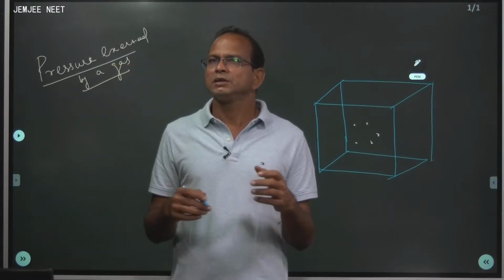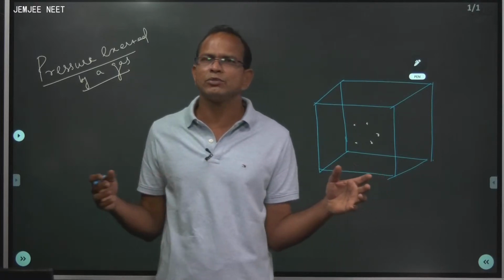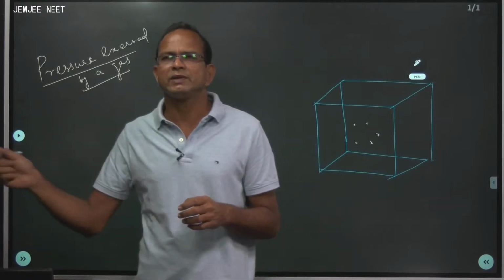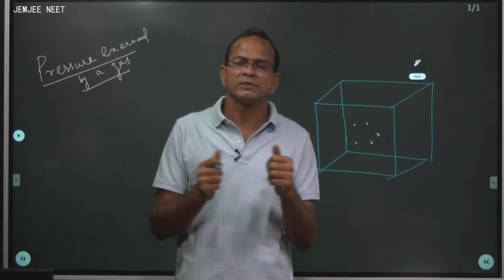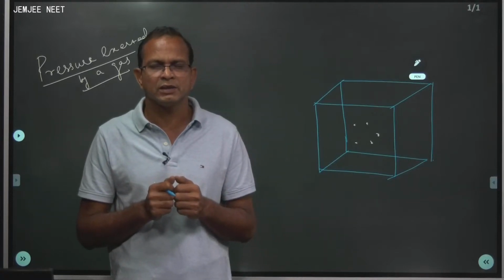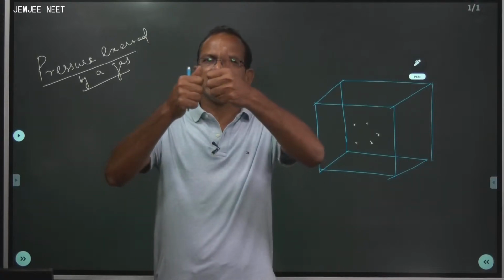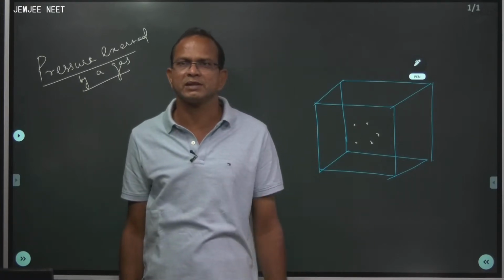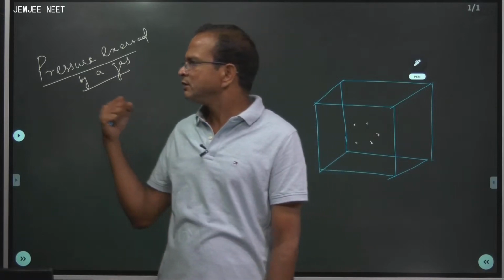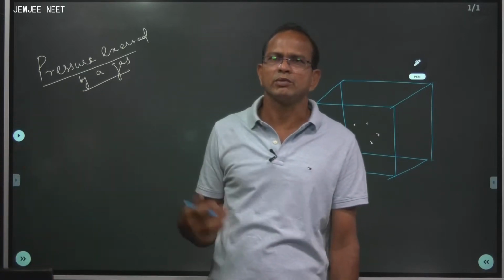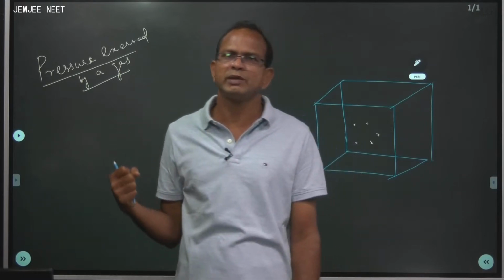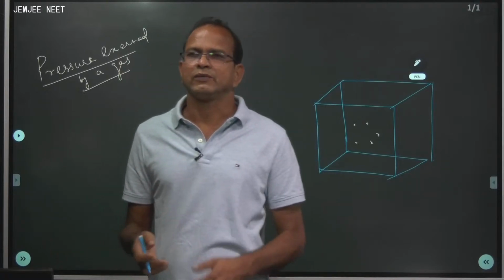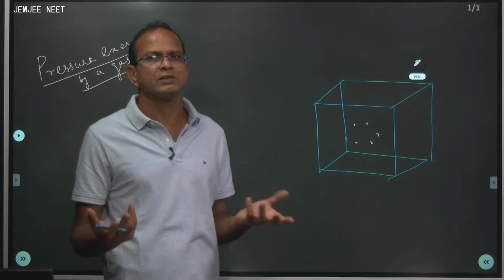During the random motion, they collide with each other and with the walls of the container. When they collide on the walls of the container, the collision is perfectly elastic, and the collision time is negligible. How long they remain in contact is negligible. Finally, when they collide on the walls, they rebound, thereby creating a change in momentum, thereby creating force, which in turn becomes pressure. Therefore, they exert pressure on the walls of the container.